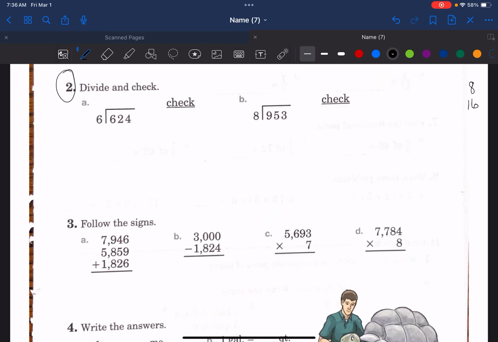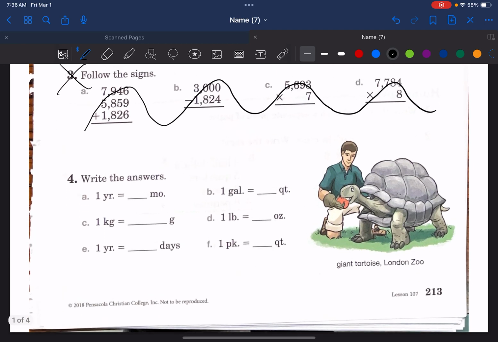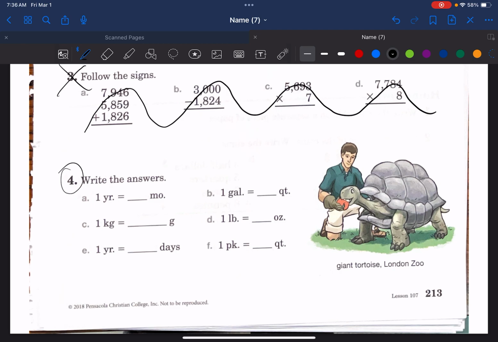All right, following along, you are not doing any of 3. So you don't need to make a big scribble. You can just do what I did to show that you're not doing 3. I do want you to do all of 4 because these are conversions. If you're not sure of some of them, look them up in your interactive notebook.